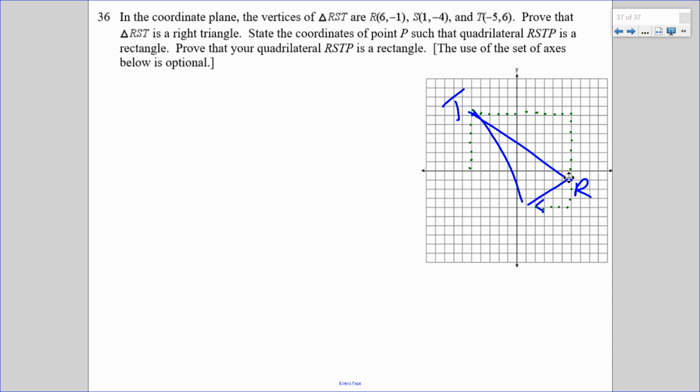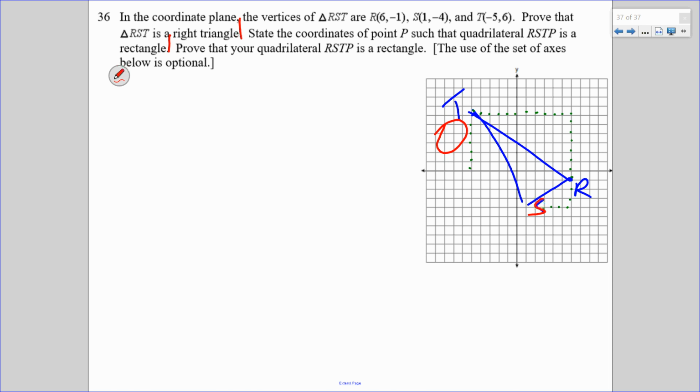All right, so I'm up to here. State the coordinates of point P such that quadrilateral RSTP is a rectangle. It wants it to be a rectangle. Well, if it's going to be a rectangle, I know approximately I'm going to end up somewhere over here. So whatever from R to S is going to be the same thing from T to P. So from R to S is down 1, 2, 3, over 1, 2, 3, 4.